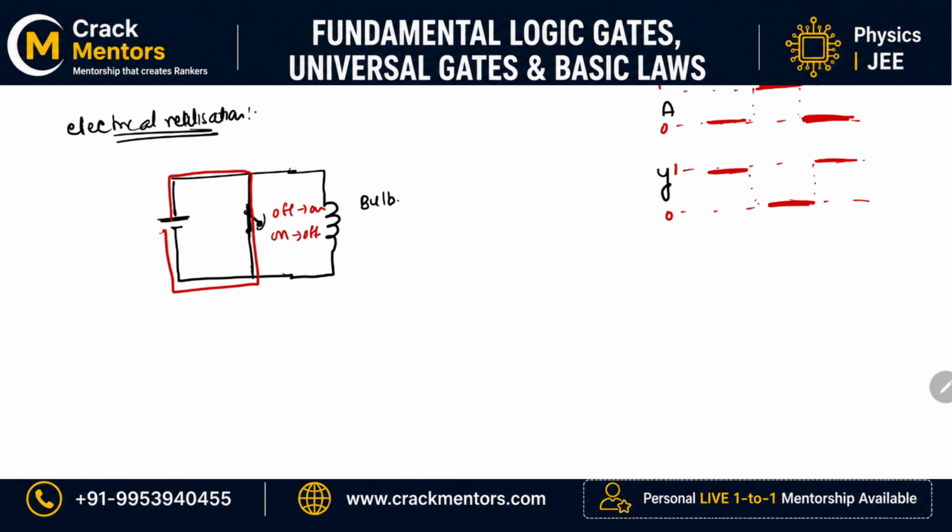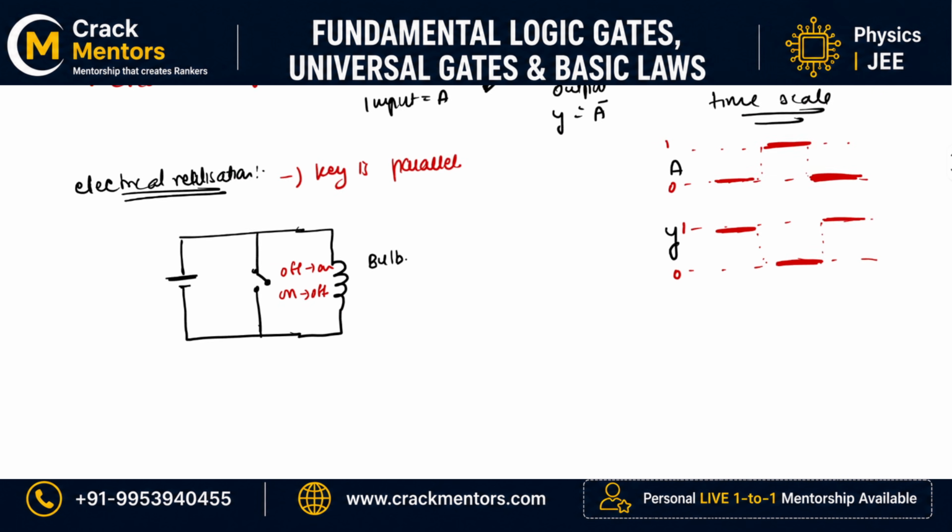I hope you have understood this. So electrical realization says that place a key in parallel. Key is parallel. Is that clear? Sounds good. The first gate, the NOT gate, is clear.